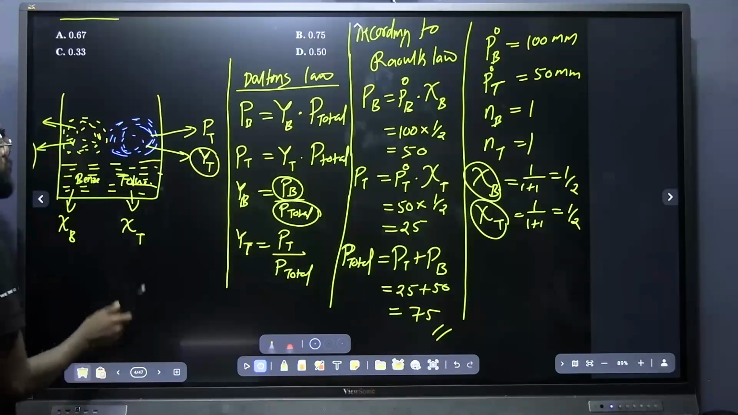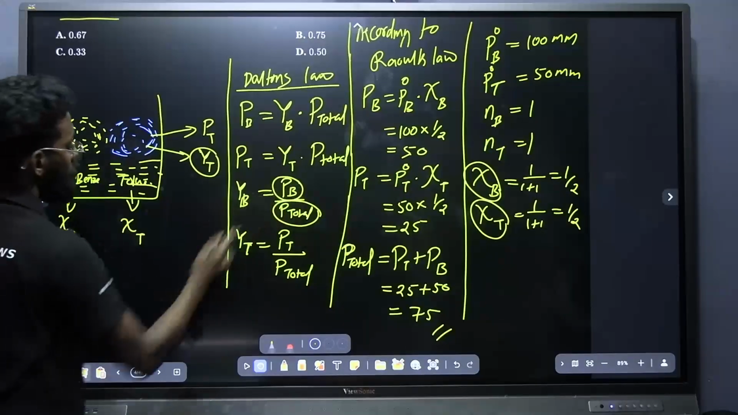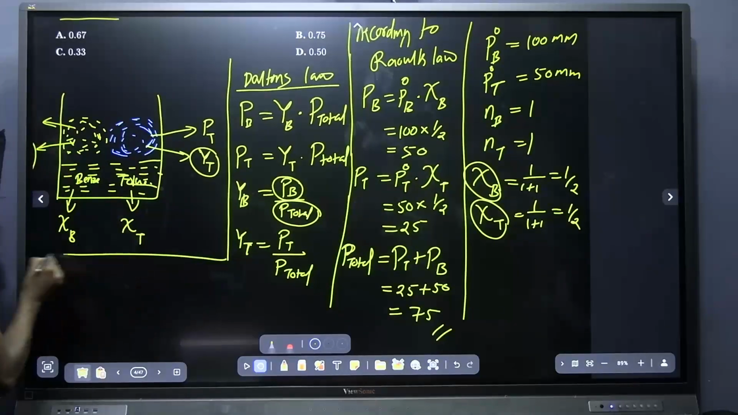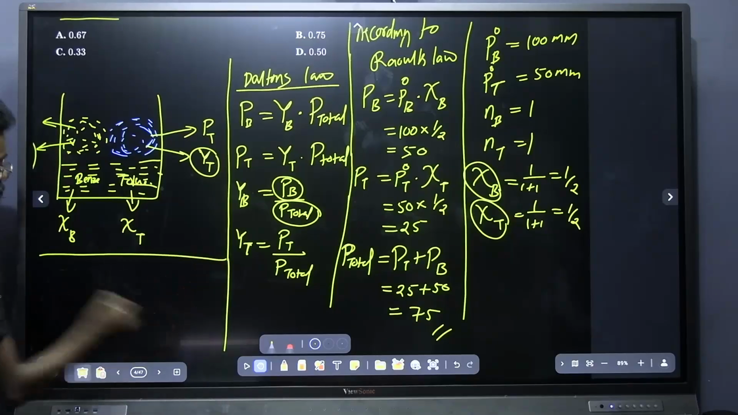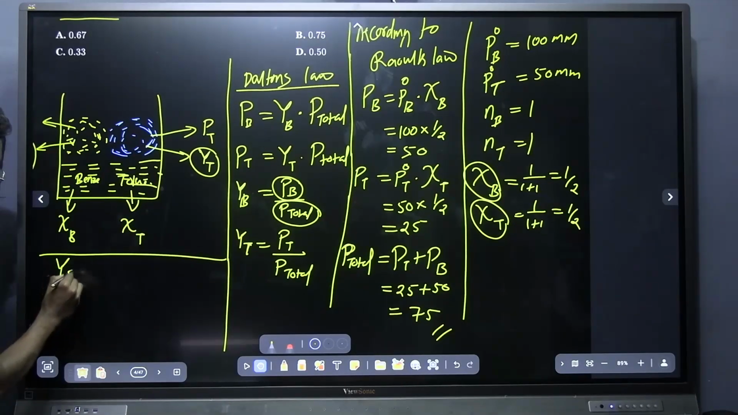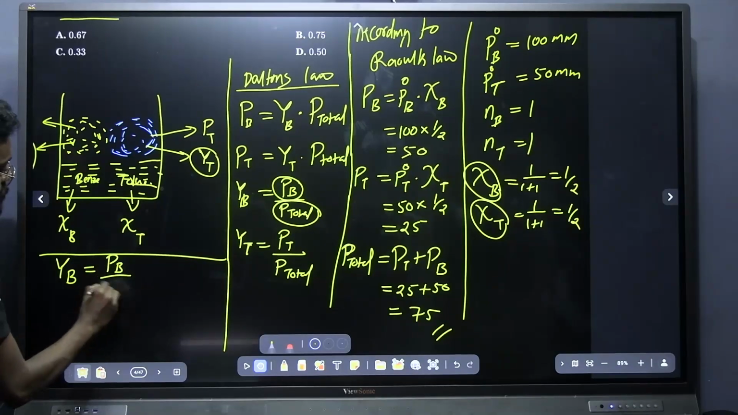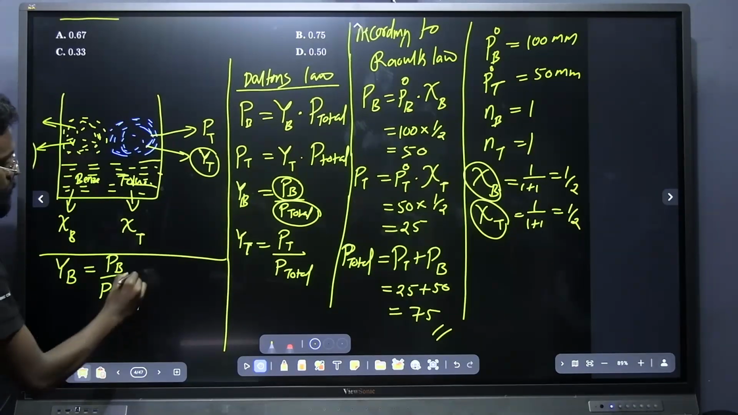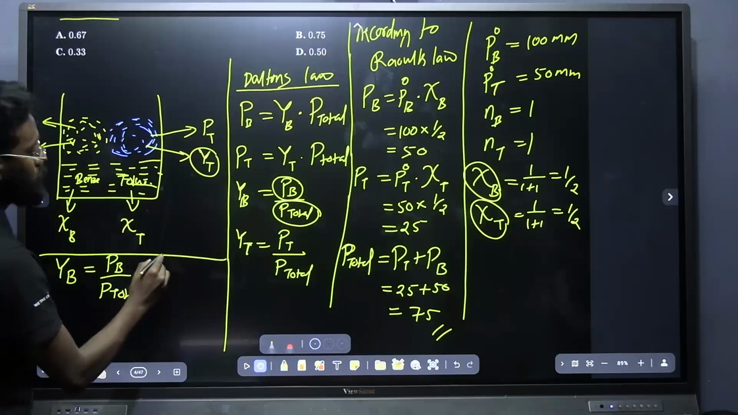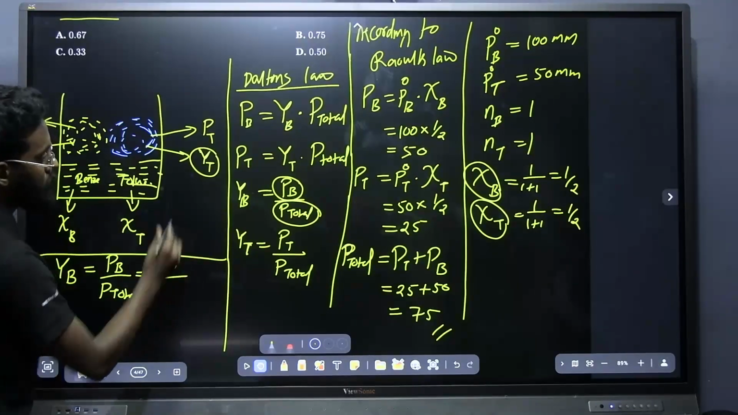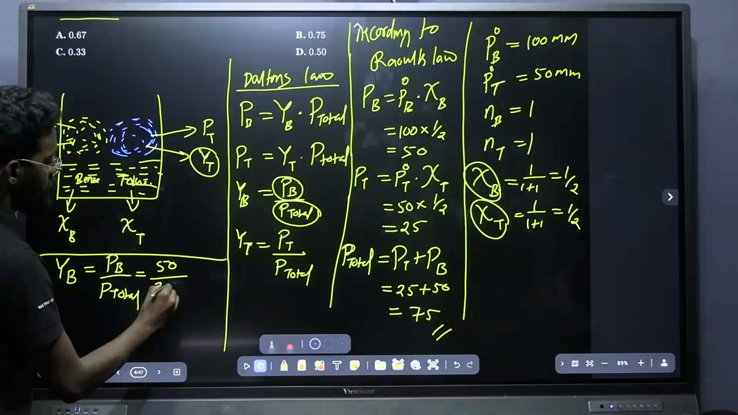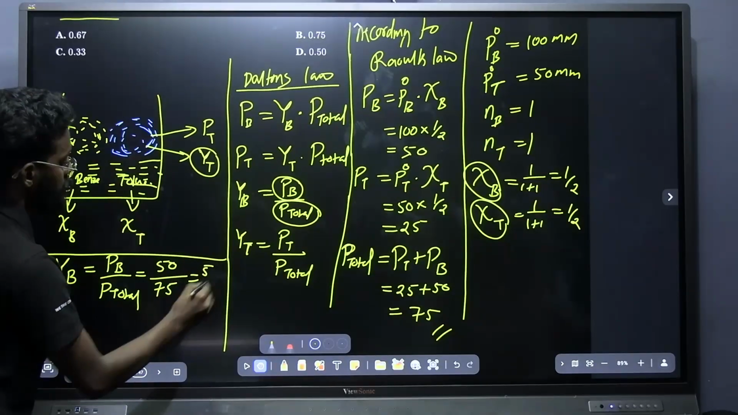Now what do we have to find out? The question is asking about the mole fraction of benzene in the vapor phase, YB. YB is PB divided by P total. PB we have already calculated, it is 50, divided by P total, that is 75. The answer will be 5 by 7.